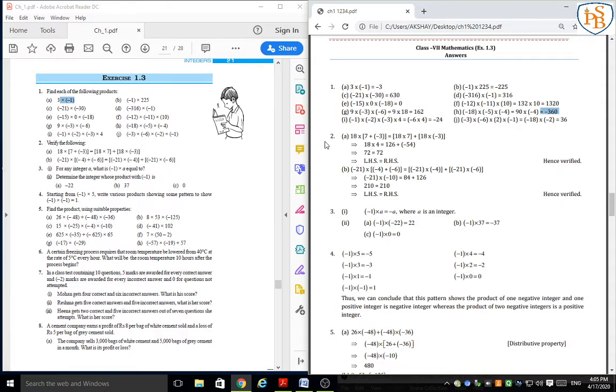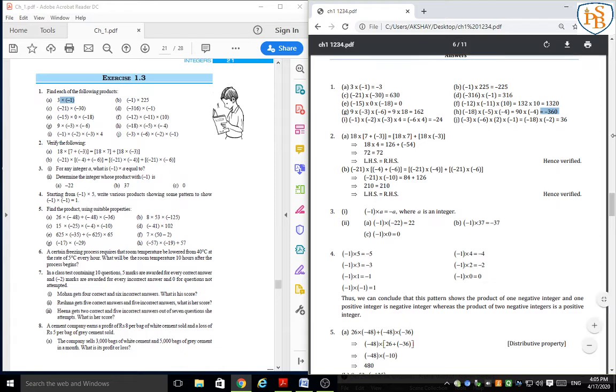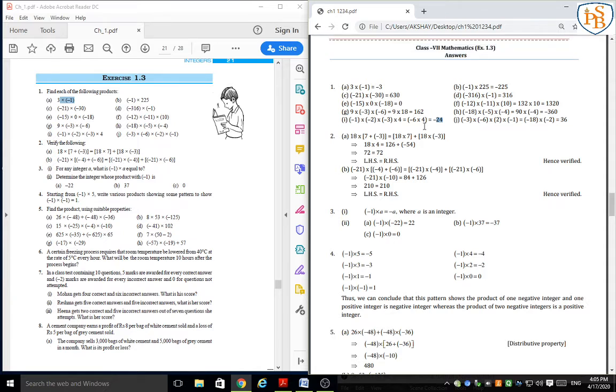If you learn your tables by heart carefully, you can solve all these examples orally. I, negative 1 into negative 2 into negative 3 into 4, so 1 2s are 2, 2 3s are 6, and 6 4s are 24. But this question carries 3 negative integers, which is an odd number, and if an odd number of negative integers is multiplied, the answer will show a negative sign.